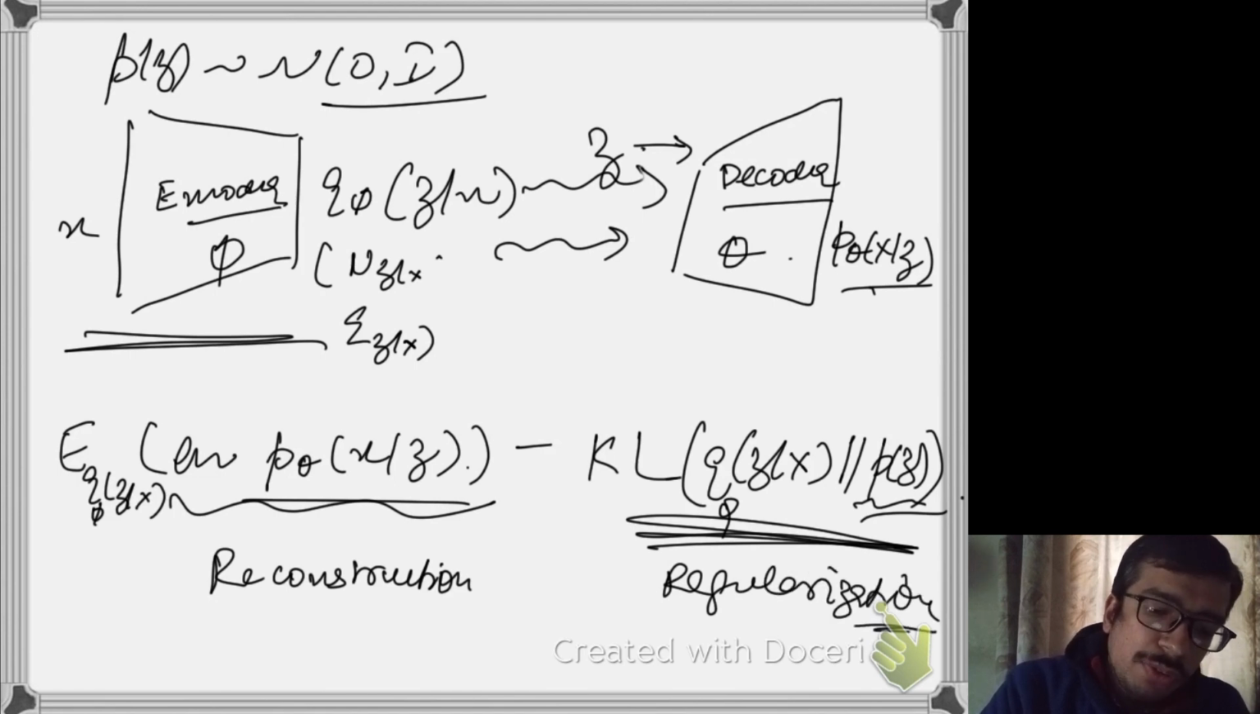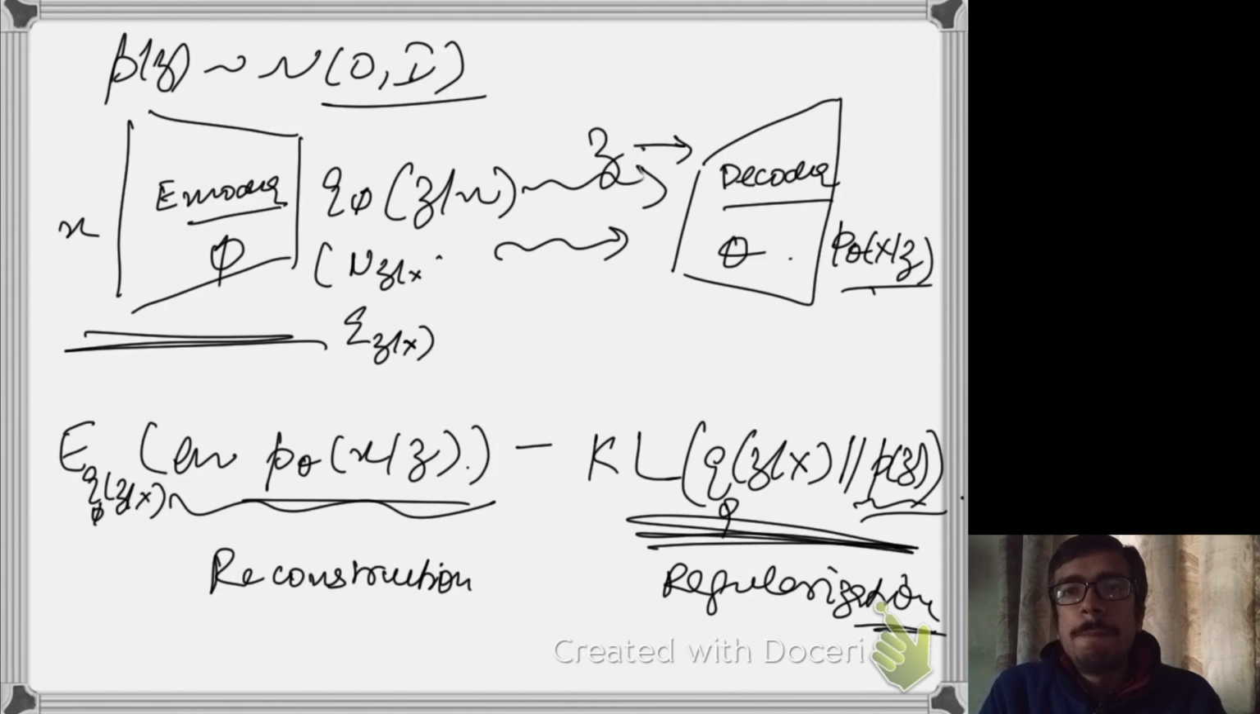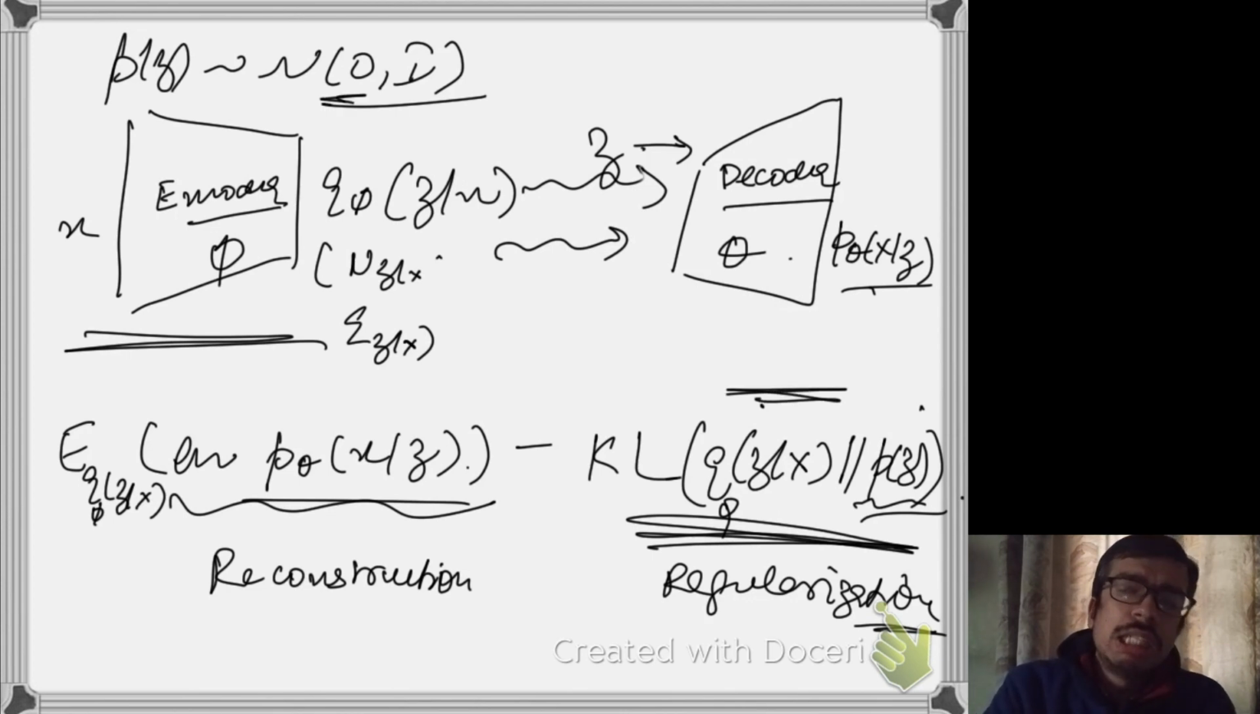Because when you take two normal distributions, and say they have the same covariance, then this KL divergence turns out to be proportional to the squared difference of the means between them. Suppose the mean of this distribution is mu1 and this is mu2, then it will be like the square of mu2 minus mu1. And if one of the means is 0, then it's essentially L2 regularization on the mean of q phi z given x. So this is a regularization term.